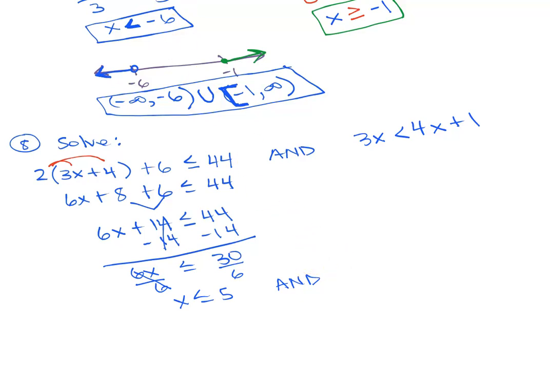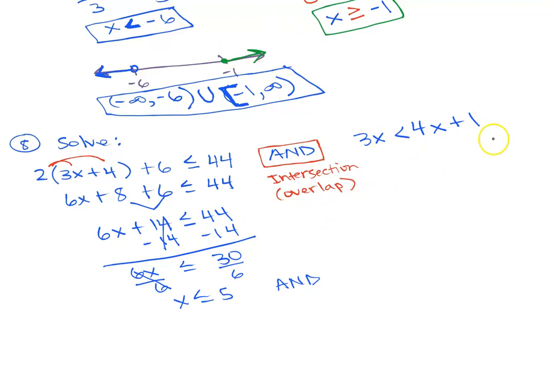And when I'm dealing with an and statement, what am I looking for when I have an and statement? Intersection. Yep, I want the intersection. And the intersection means that I want the overlap on the graph, right? So that's what we're looking for here.